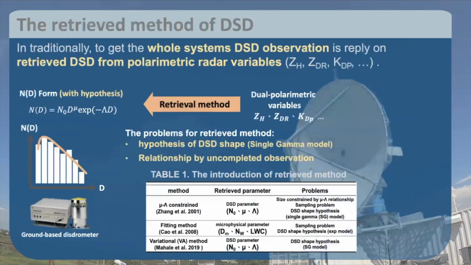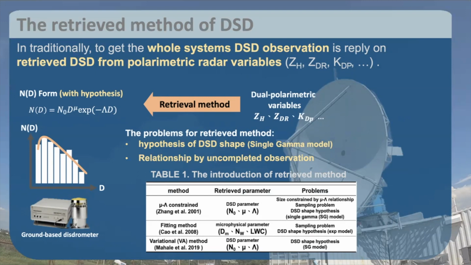But the ground-based disdrometer is difficult to observe the whole weather system. So if we want to analyze the whole weather system DSDs, we need to retrieve the DSD from the polarimetric radar variables. But traditionally, the retrieval method has two challenges. First is the hypothesis of the DSD shape, such as the single gamma model for the DSD, to reduce the freedom of the DSD model.